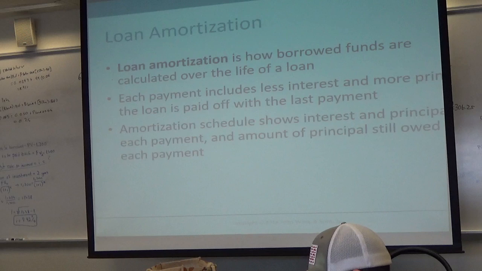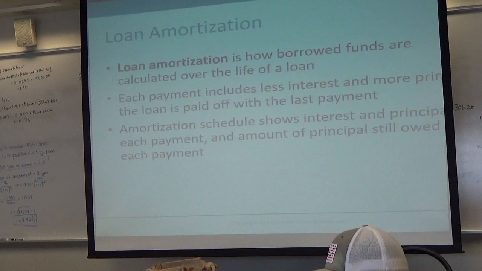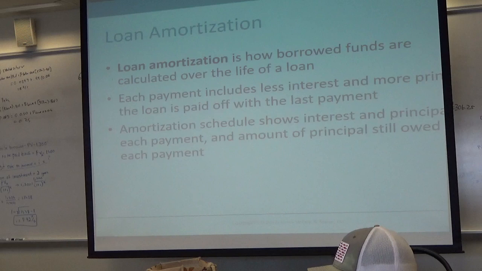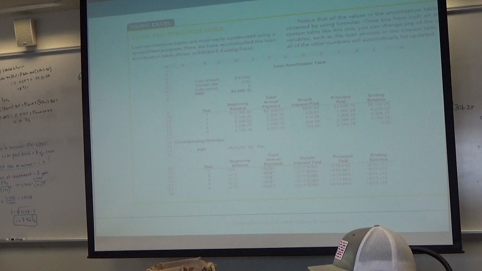Loan amortization. It's basically how borrowed funds are calculated over the life of the loan. And each payment includes less interest and more principal, and the loan is paid off with the last payment. An amortization schedule shows interest and principal in each payment, and the amount of principal still owed after each payment. And so here's a loan amortization table in detail.